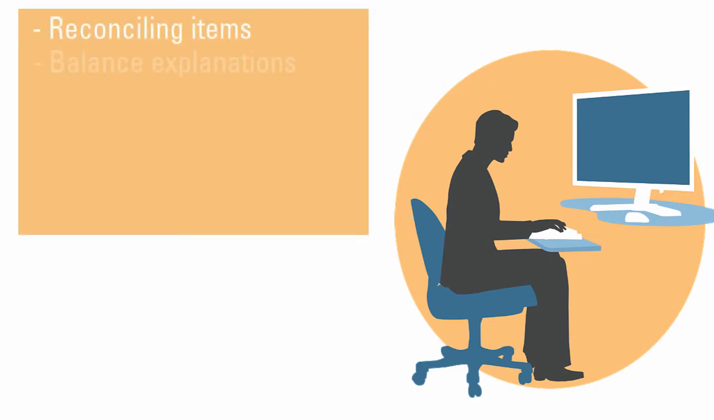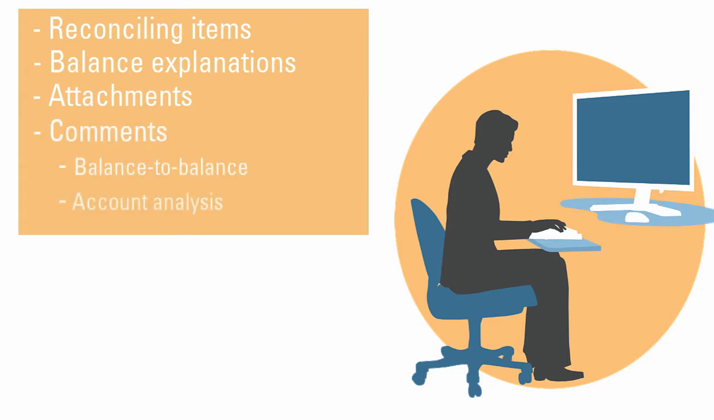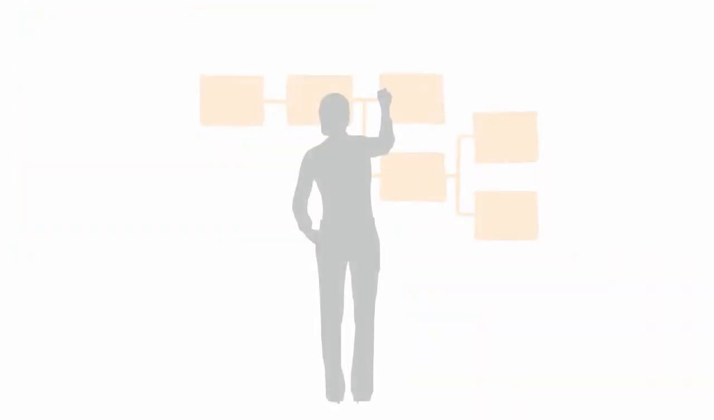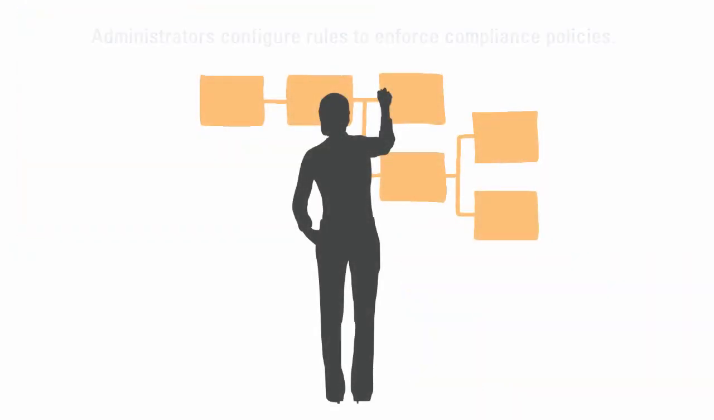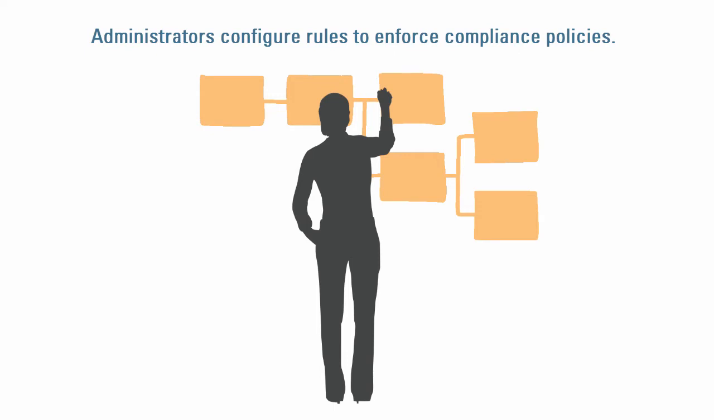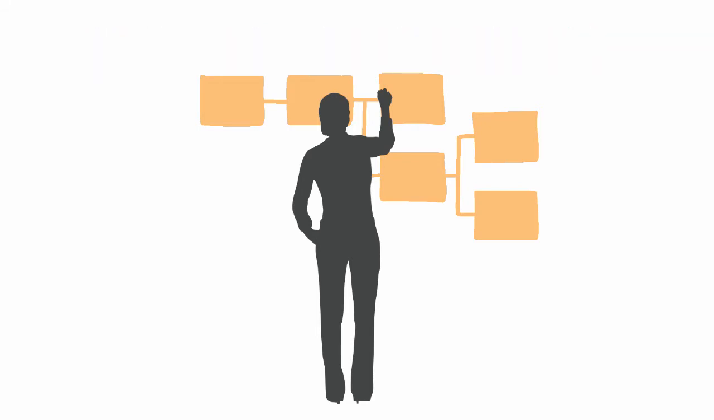Preparers enter reconciling items, balance explanations, attachments, and comments to support the justification of the balance, such as a balance-to-balance comparison or an account analysis. To control what is allowed within a reconciliation, administrators configure rules to enforce compliance with policies. These rules ensure that reconciliations are accurately prepared before being presented for approval.